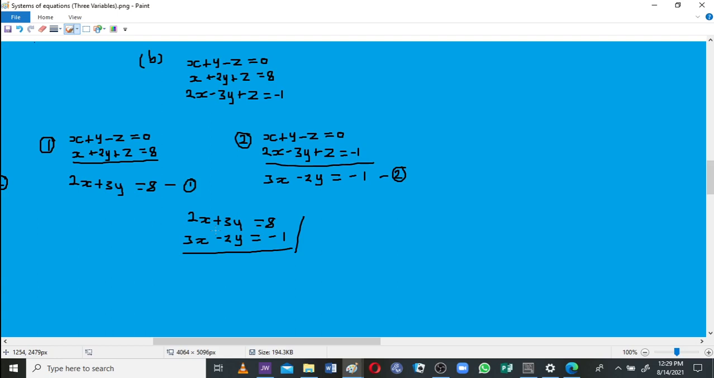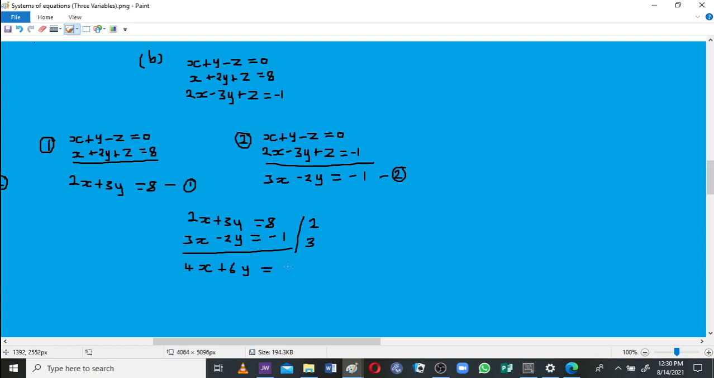You can see on top I have 3, downward I have negative 2. So I'm going to multiply the bottom equation by 3 and the top one by 2, so that I can balance the coefficient for the y variable. If I do that, I'm going to have 4x, plus 6y, is equal to 16. That's 8 times 2, which gives me 16.